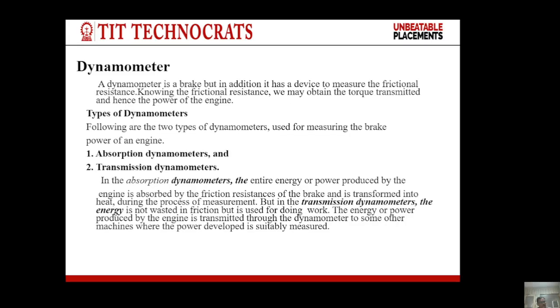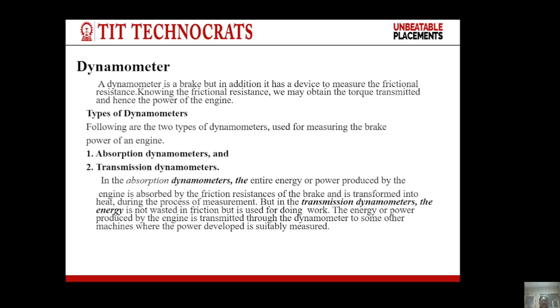Next topic is dynamometer. A dynamometer is a brake, but in addition to it, it has a device to measure the frictional resistance. Knowing the frictional resistance, we may obtain the torque transmitted and hence the power of the engine. By dynamometer, we can find out the power of the engine. Dynamometers may be classified into two types: one is the absorption dynamometer, and the second is the transmission dynamometer.